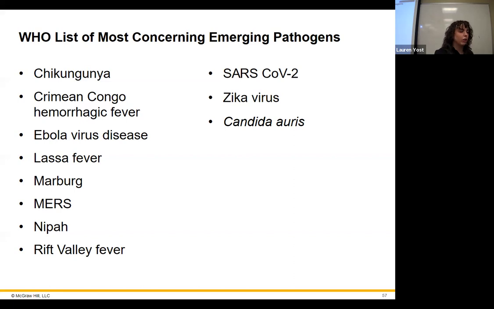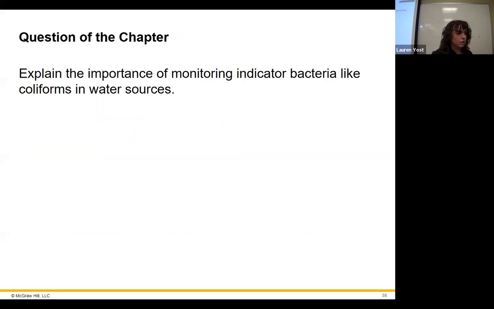Crimean-Congo hemorrhagic fever, that's what I used to study. All right, so that is that for chapter 25 and what we weren't able to cover last time. Monitoring indicator bacteria like coliforms, just be aware of why we do that.